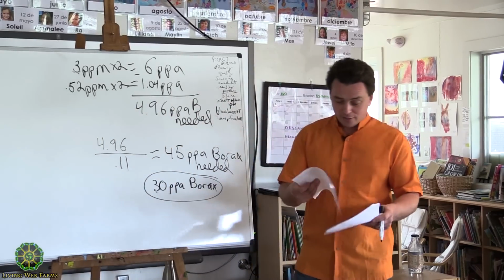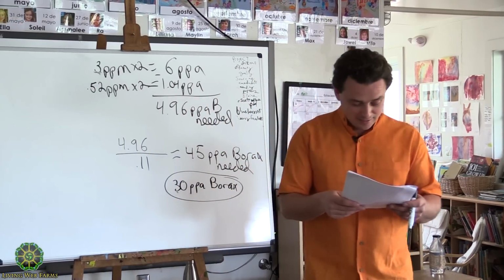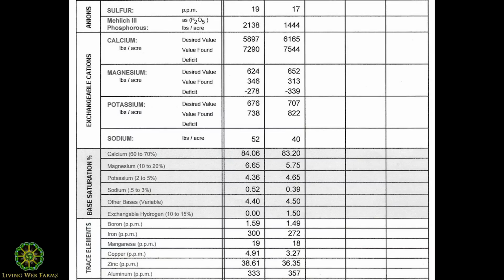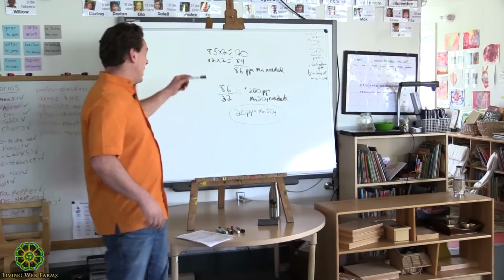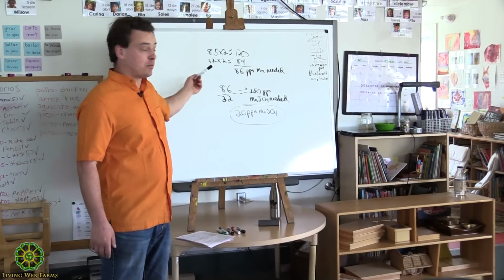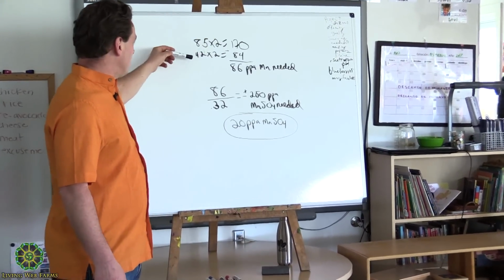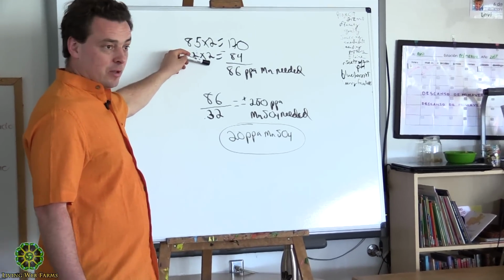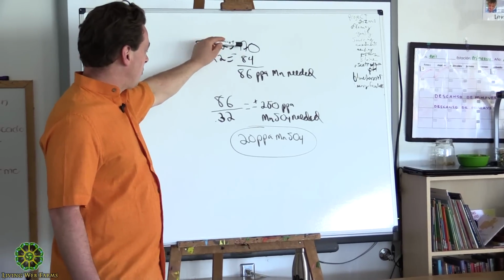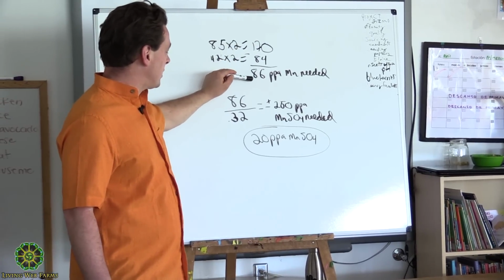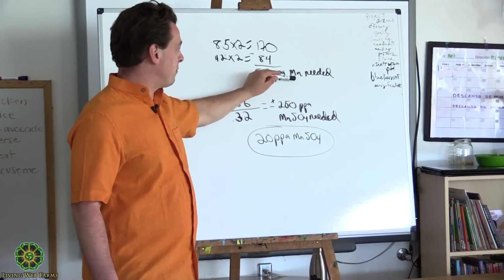I either learned it or I didn't learn it. It's been decided already. Okay. Let's do manganese. Same field. Manganese, not magnesium. Manganese. So I have written down, I think 80 to 90 is your range. So I just chose 85. Times 2 is 170. 42 was the reported level. Times 2 is 84. I'm pretty sure 170 minus 84 is 86 pounds per acre of manganese needed.